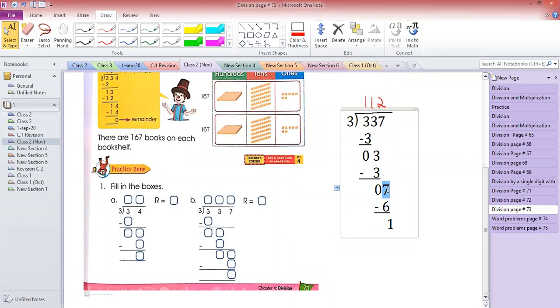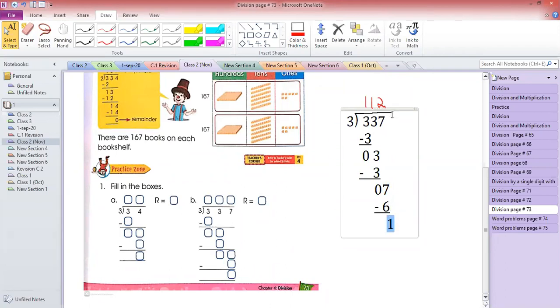So 6 and 9 are close, but 9 is greater than. You have to consider less than. So you will consider 6. How many times you multiply 3 to get 6? 2 times. So you write 2 in the quotient and then you multiply this 3 by 2 and the answer is 6. You write 6 here. The next last step is to subtract. Now 7 minus 6 equals to 1.